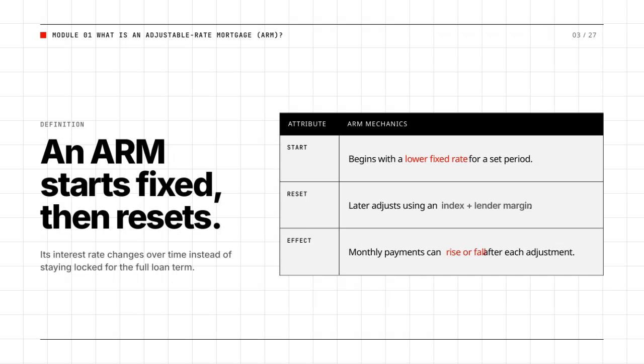An adjustable rate mortgage, or ARM, starts off with a fixed interest rate for a set period of time. This initial phase often offers a lower fixed rate compared to a traditional fixed rate mortgage, making it an attractive option up front. However, after this initial period, the interest rate resets, meaning it changes periodically over the life of the loan. The new rate is determined by adding a lender's margin to an index, which reflects current market conditions. Because of these adjustments, your monthly payments can either rise or fall after each reset, depending on changes in the index. So, the key idea with an ARM is that it offers an initial fixed rate that eventually becomes variable, impacting your payment amounts over time.